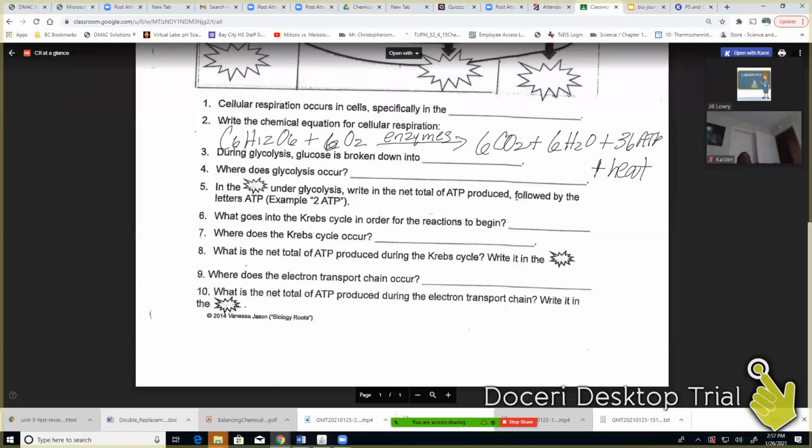All right, number 3, during glycolysis, glucose is broken down into what? Yep, that pyruvate. I'll write it out, but it's right here where you wrote glucose, and you should have written pyruvate. And I can spell it out, P-Y-R-U-V-A-T-E.